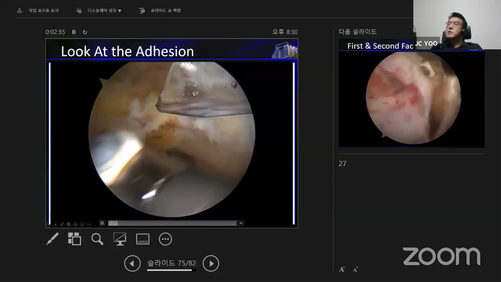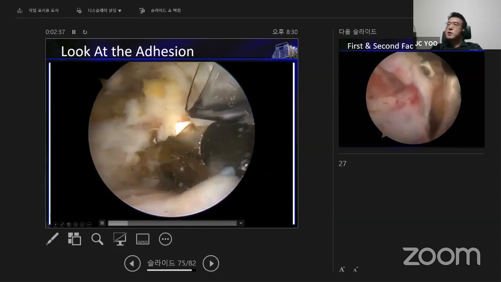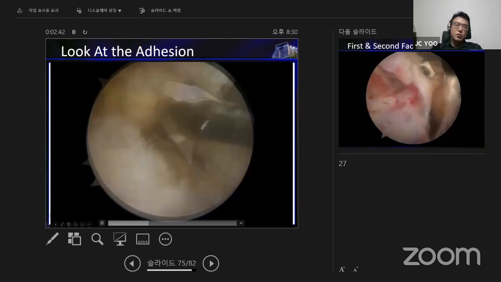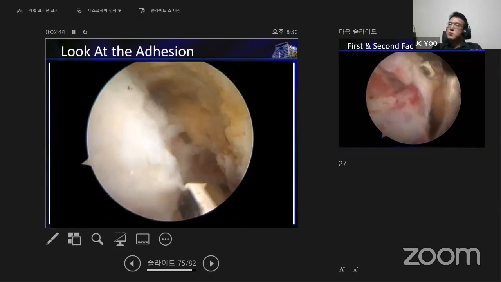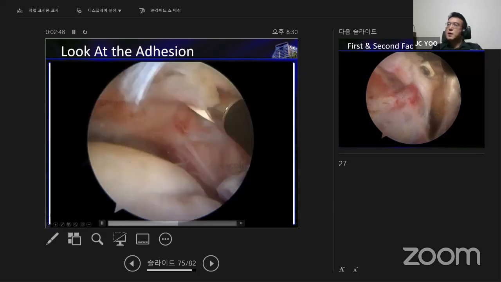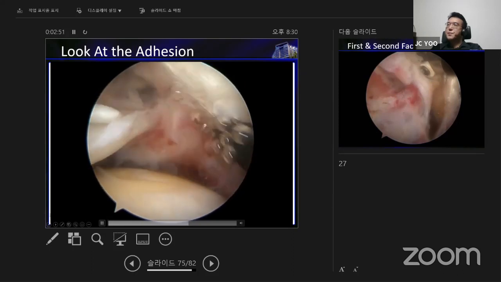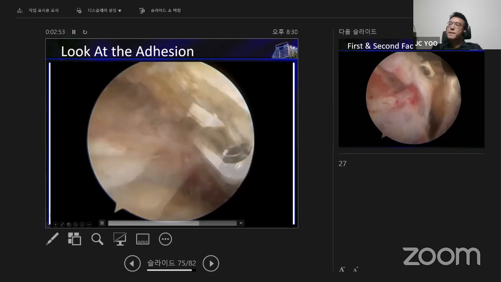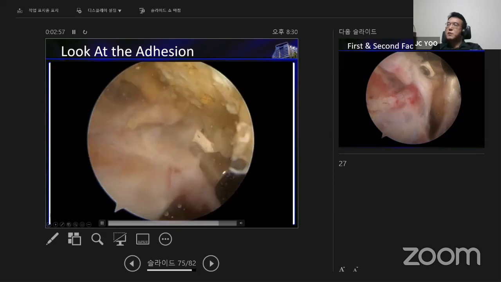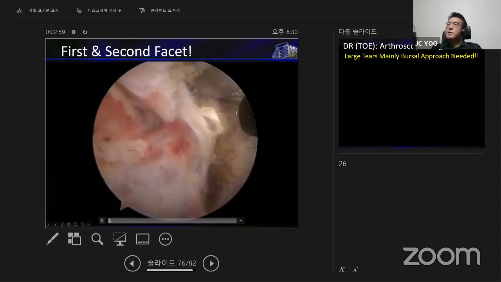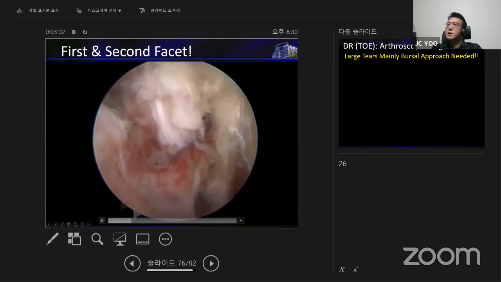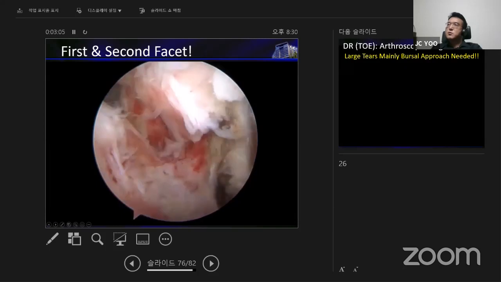And of course, you have to look for all that adhesions that I told you before. You can see that large tears, there's no way you can approach without doing the comma, leading edge, and doing the release here. So I think you need to do out of the box procedure for all the large tears. And then this is the pectoralis major right here inserting. And that's the tissue there.